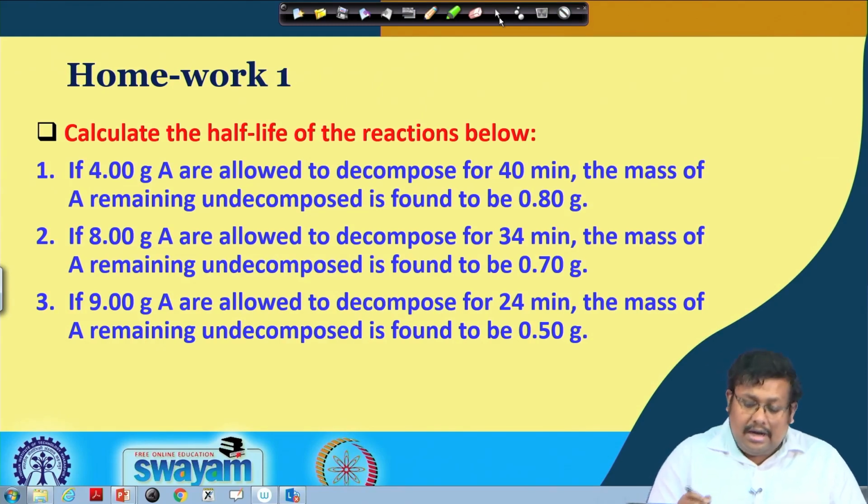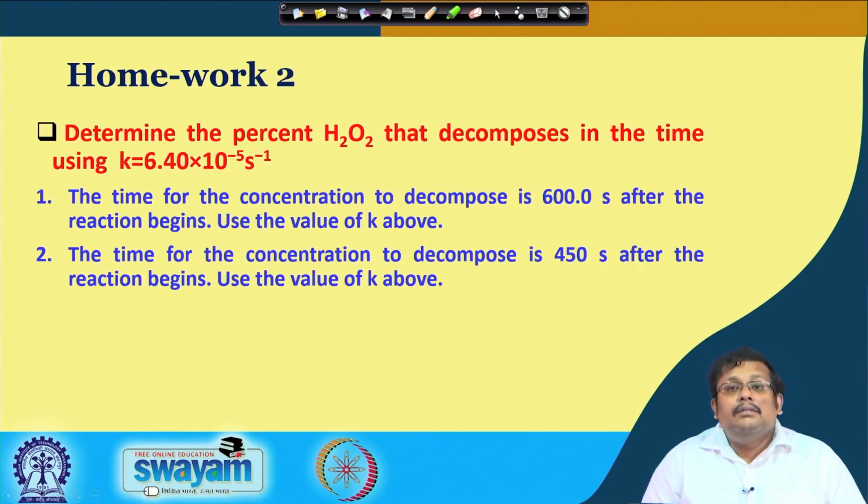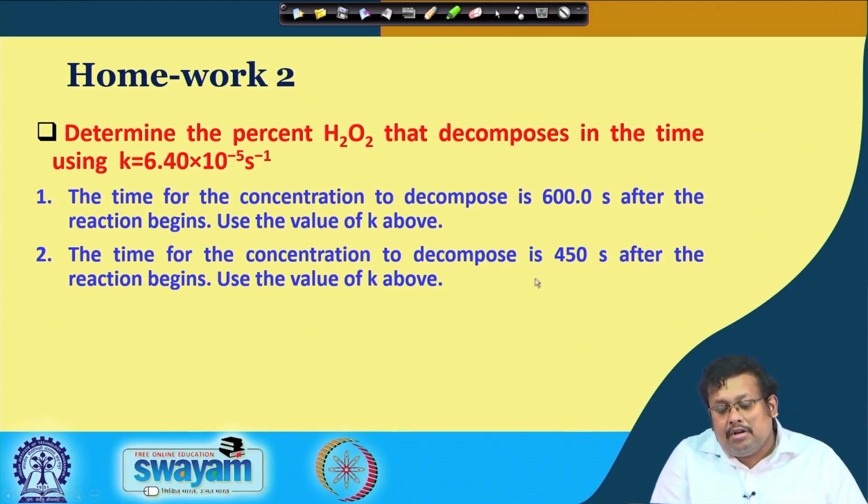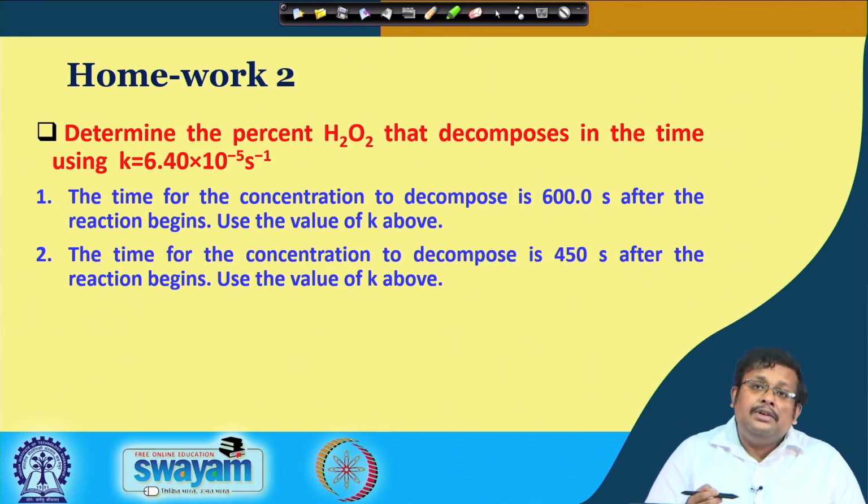Okay. Now, another homework for you guys is determine the percent H2O2 that decompose in the time using this rate constant, and the first condition is the time for the concentration to decompose is 600 seconds after the reaction begins, and in the second problem the time is 450 seconds after the reaction begins. So, here I have given you the rate constant and the time, you have to calculate the percentage of H2O2 that decompose in that time.